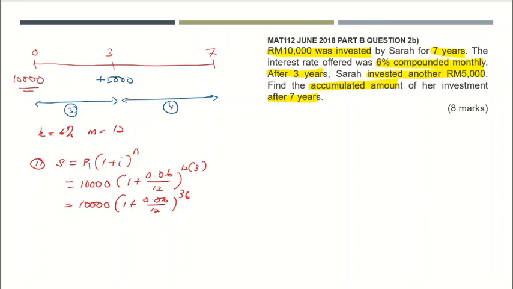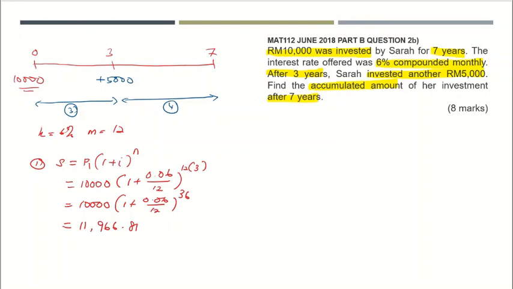So calculate this one. You have 0.06 divided by 12, which gives 0.005, and then plus 1, you get 1.005. Take to the power of 36, you get 1.1966, and then you multiply with 10,000. So after 3 years, the 10,000 ringgit will become 11,966.81. We round off to 2 decimal places.